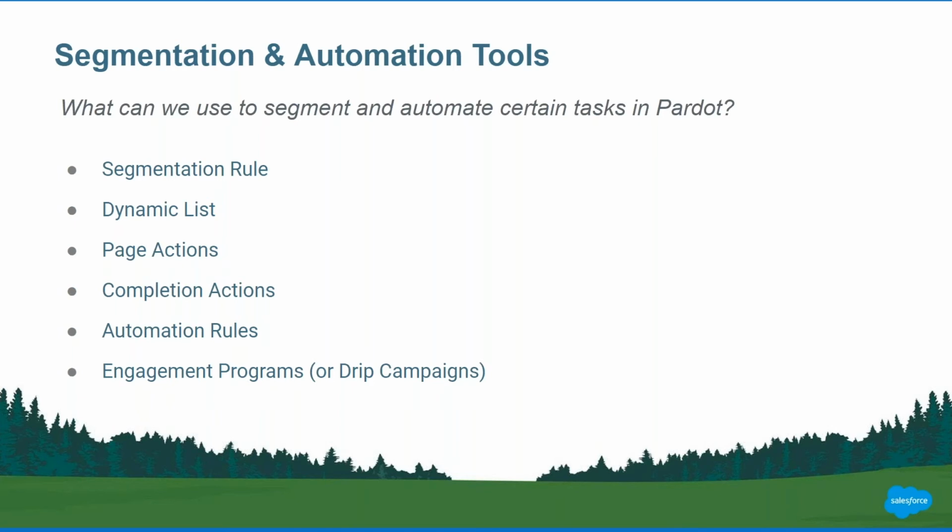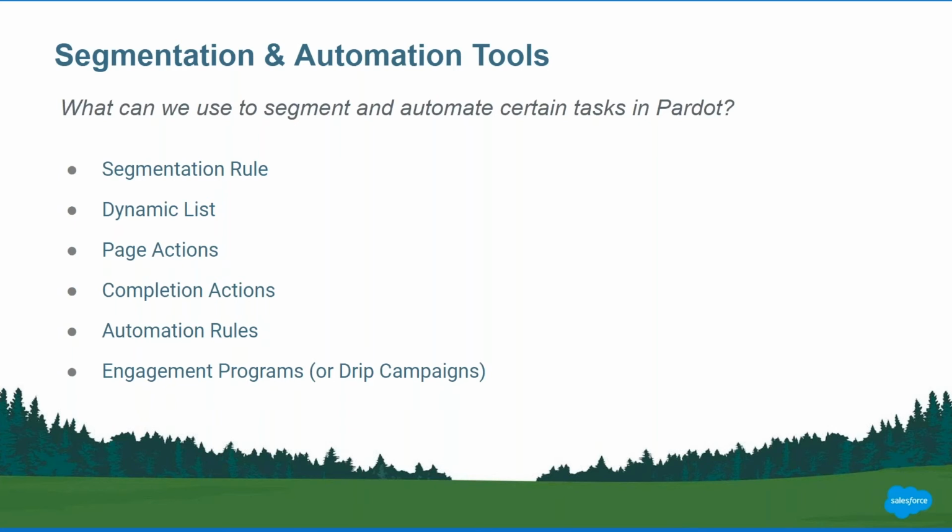In Pardot, there are several tools that can help you out, and here are just some of the tools that you can see here. We have the segmentation rule and the dynamic list, and the primary purpose of these two automation tools is segmentation. So if you want to do segmentation, these are the two things that you can take a look at.